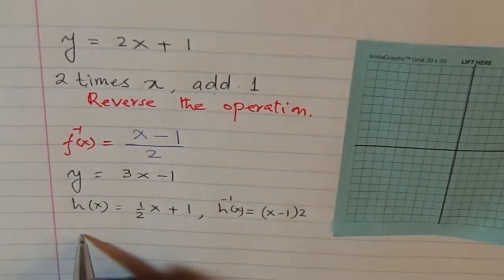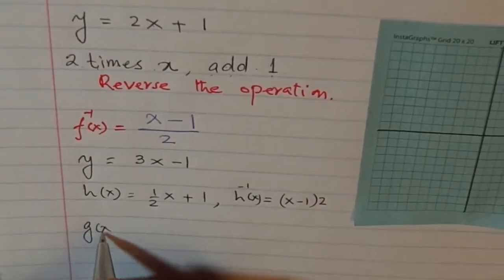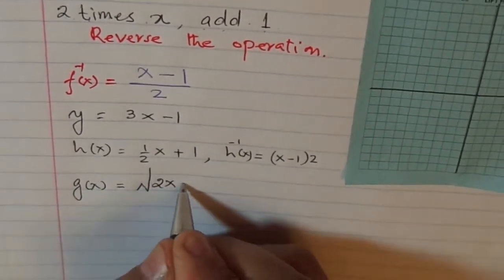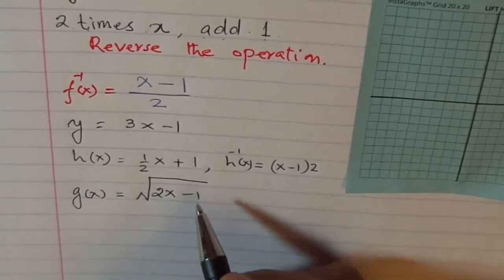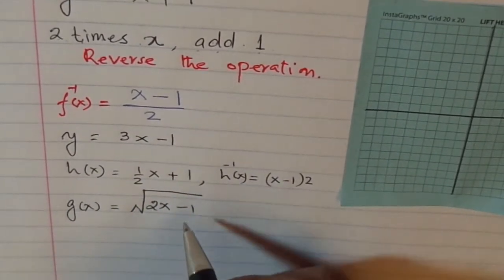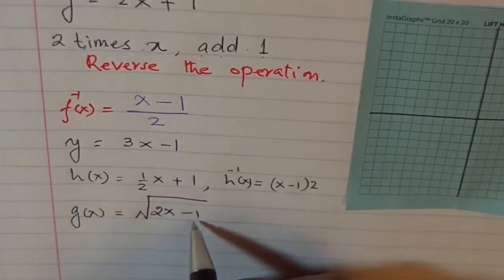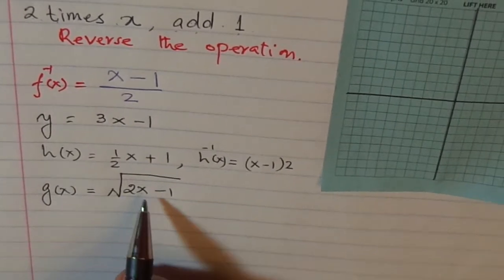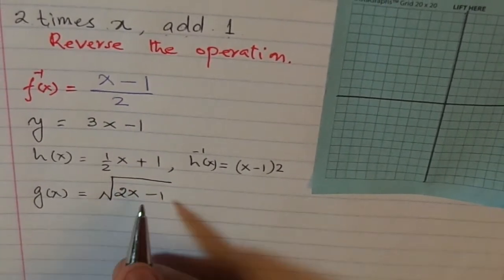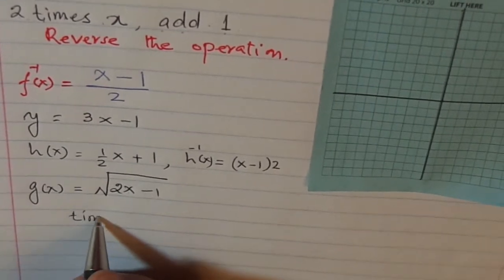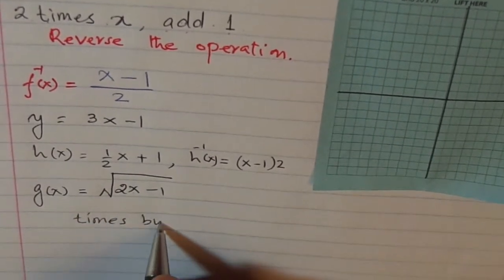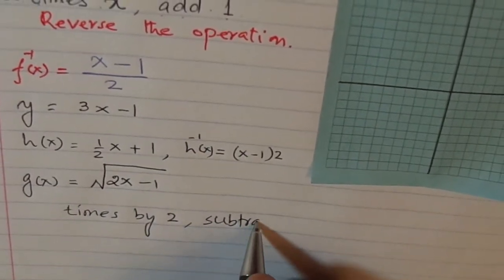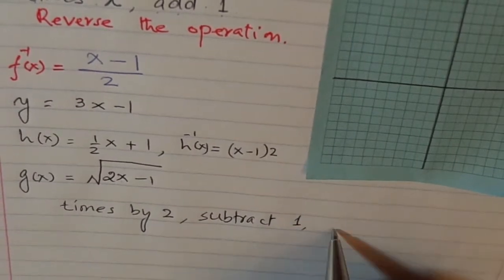Now think about this. Our function, let's say g of x, is equal to the square root of 2x minus 1. This is kind of complicated, but let's try to understand. Can we get the inverse of this equation from words? Let's see what the equation says. The equation says multiply the input by 2, take away 1 and square root.